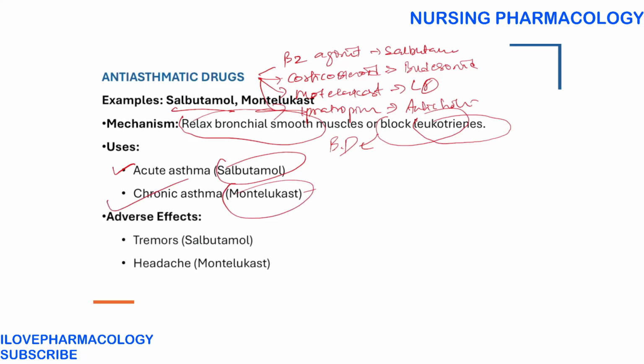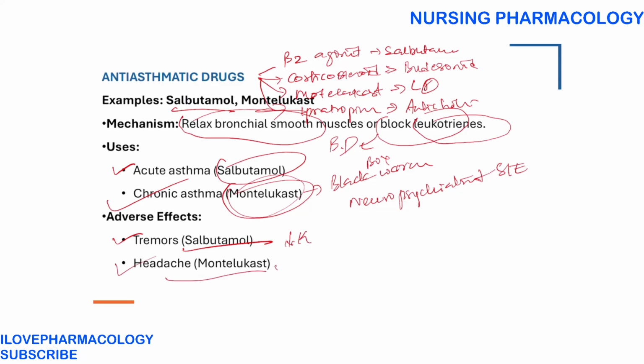And nowadays montelukast has a black box warning for neuropsychiatric side effects, so it should be used very carefully. Tremors is the side effect of salbutamol. Salbutamol can cause hypokalemia, and headache is the side effect of montelukast, as well as it can cause neuropsychiatric problems.